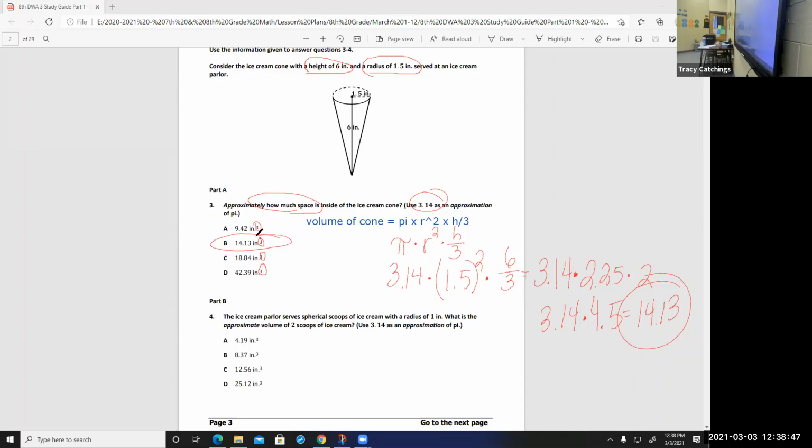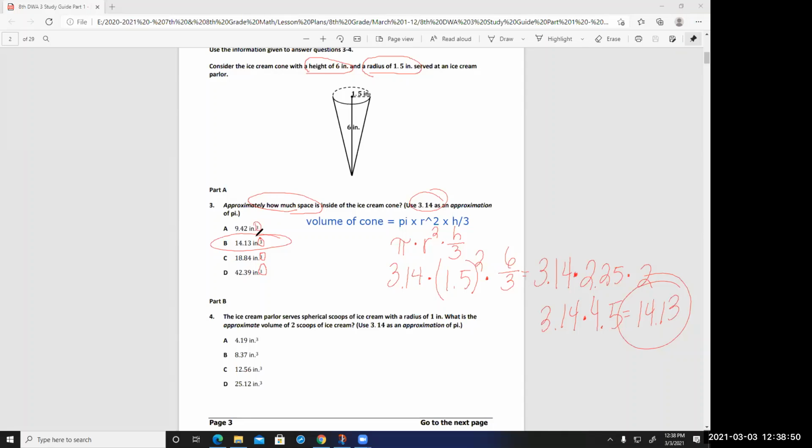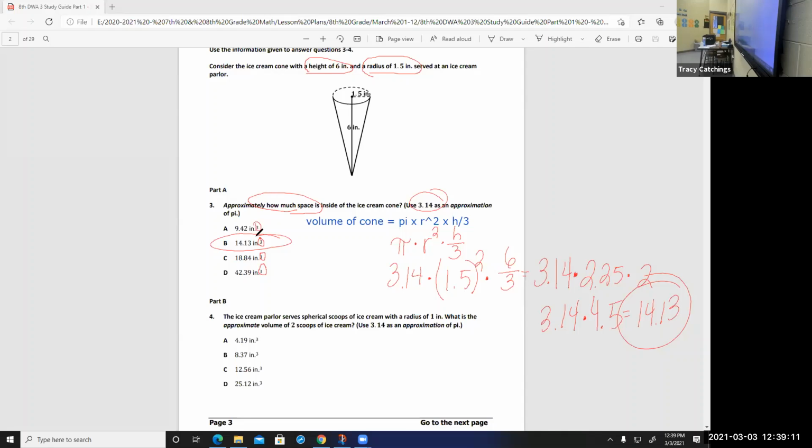All right, somebody read part B to us if you can see it. The ice cream processor makes spherical scoops of ice cream with a radius of 1 inch. What is the approximate volume of 2 scoops of ice cream? Use 3.14 as an approximation of pi. All right, good job. Now, what they tell us in this problem? Okay, radius of 1 inch. All right, we got to find the volume of 2 scoops.